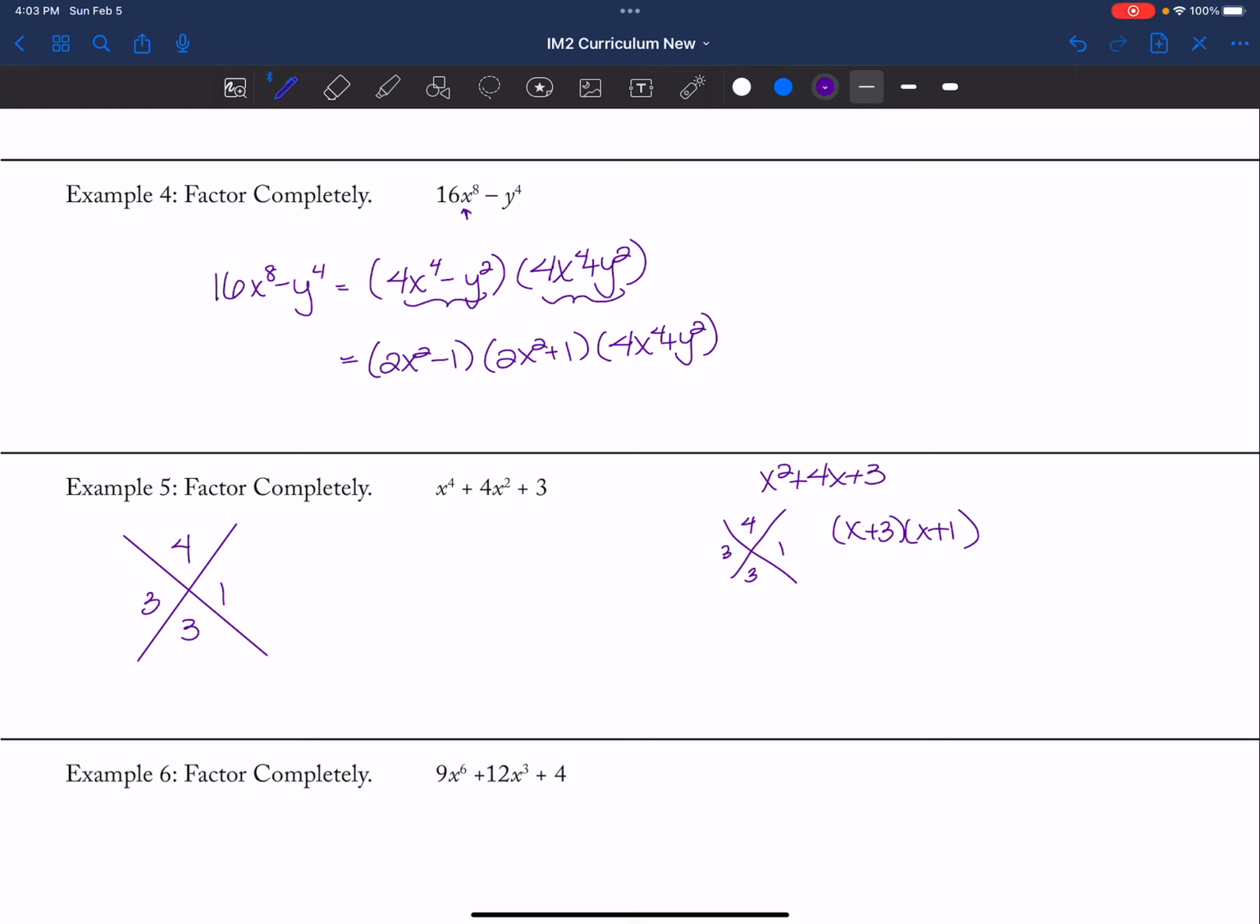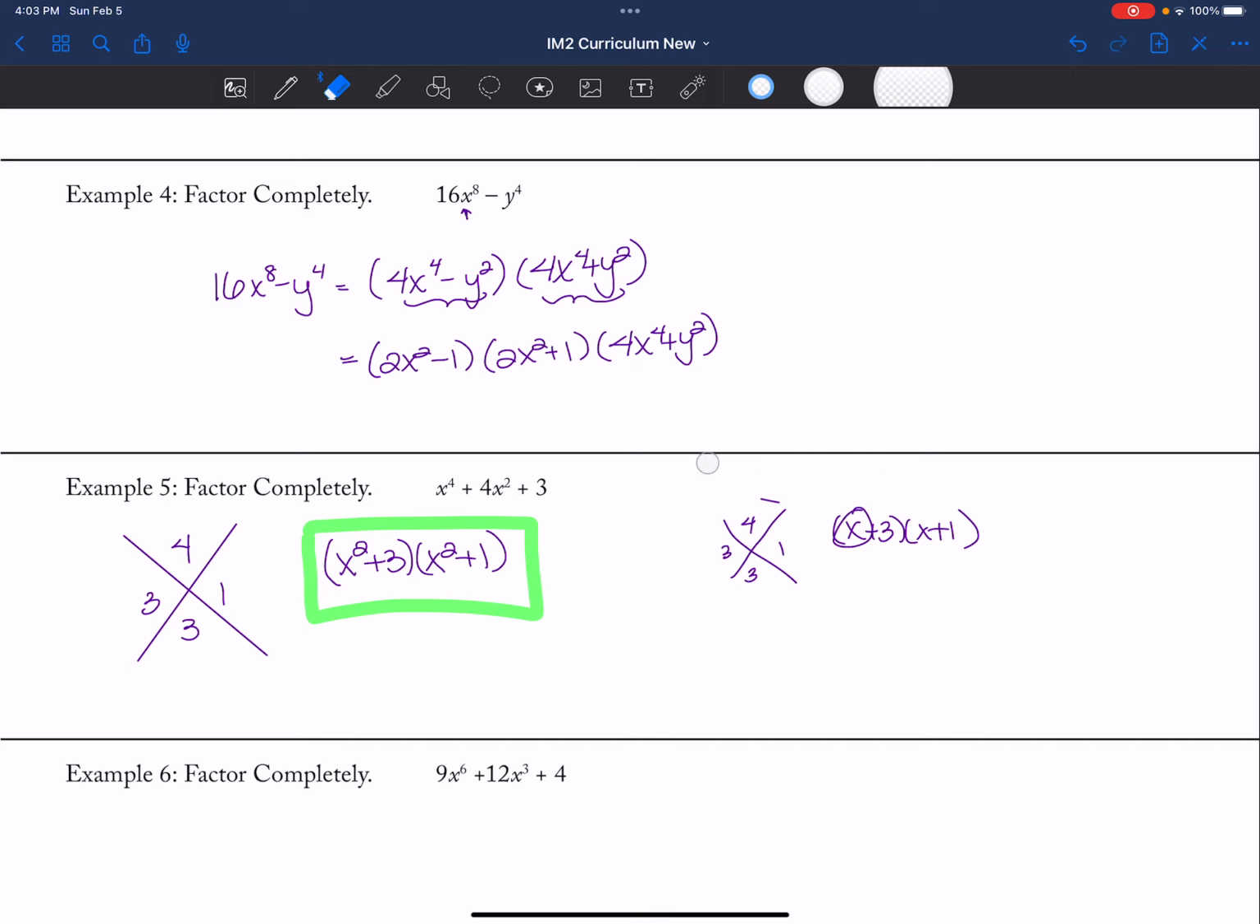But instead of x squared turning into an x, this x to the fourth is going to turn into an x squared plus 3 and an x squared plus 1. And then because there's only a difference of squares, not a sum of squares, this is my answer here. Okay? And we don't need that anymore.